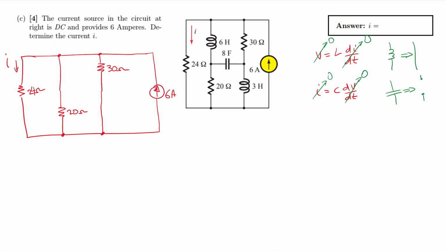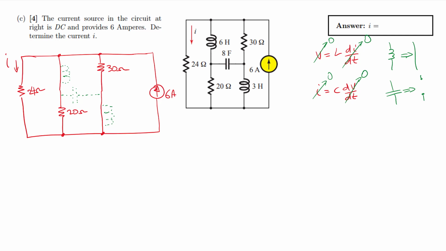So let's just for fun draw where those components were. There was an inductor here, and then a capacitor here. But with the DC source, capacitors turn into open circuits and inductors turn into short circuits. So this has just turned into a simple resistive circuit now, and we can use a current divider to solve for it. So let's go ahead and do that.